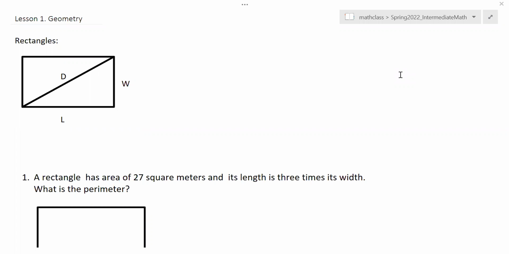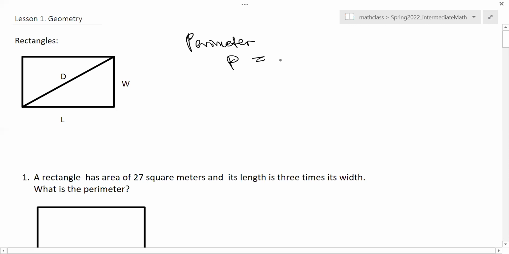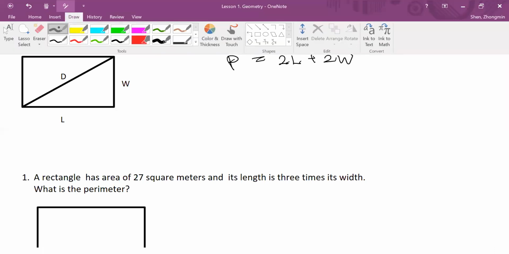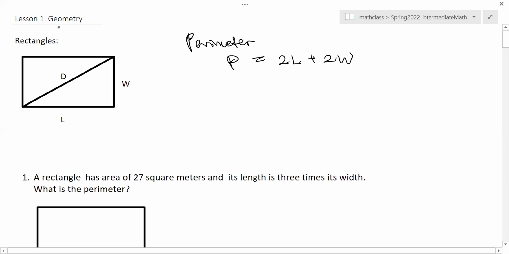Well, the perimeter, if we denote the length by L and the width by W, is going to be 2L plus 2W. Why 2L, 2W? Because there are 4 sides total, 2 identical sides. L is the top one and the one below.